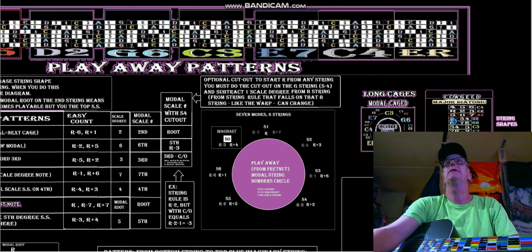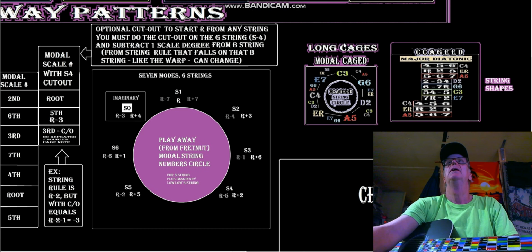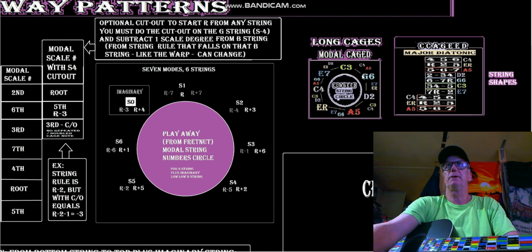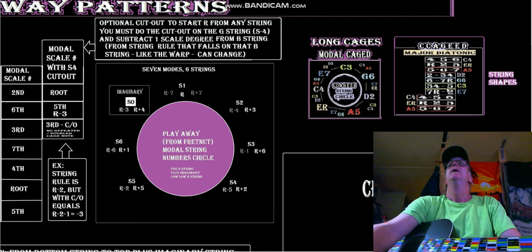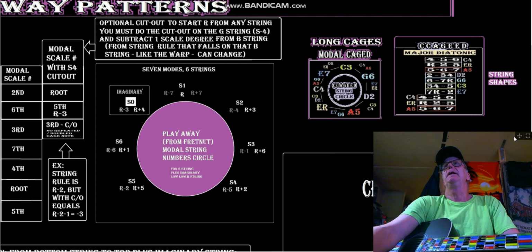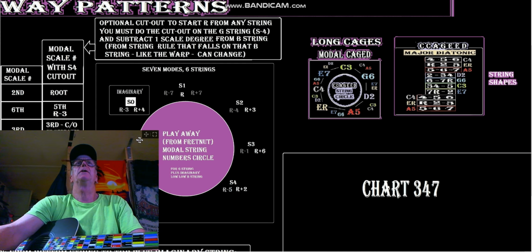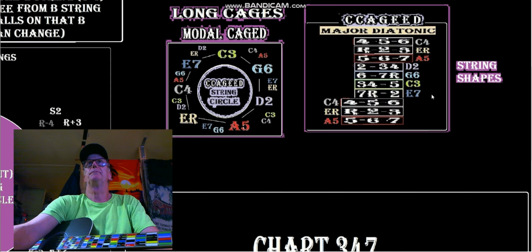Let's see if we can get this guy over here. Okay, so we'll just look up here. I often find myself doing that. We want to really get in on this diagram, so I'm going to move me over here.